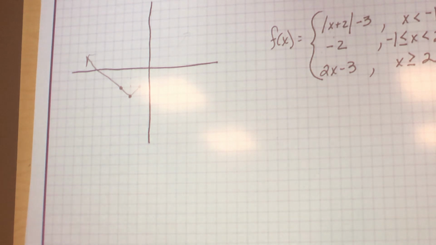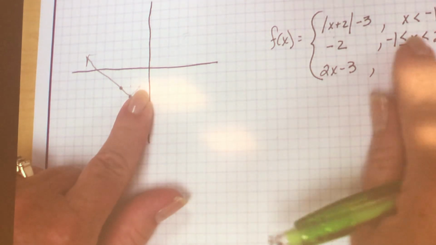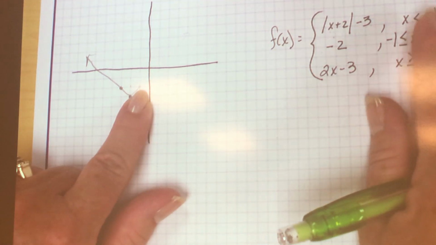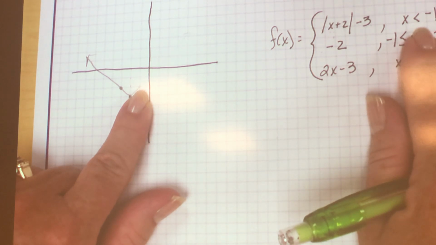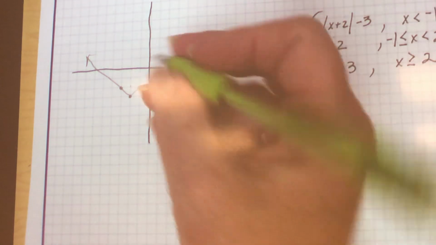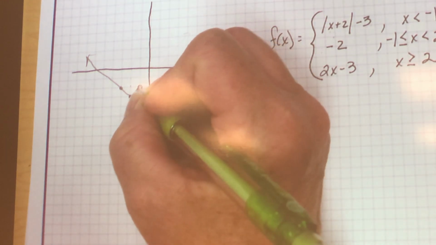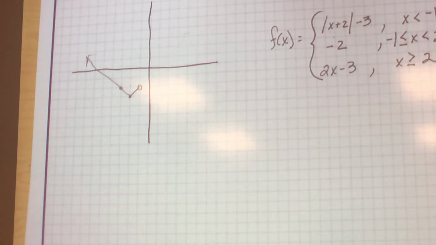Okay, so now this point right here, let's talk about it. Looking right here, is it a solid point or a hollow point? Hollow. Because why? It's not "or equal to," so this is a hollow point. So there's my graph so far. Are you with me?